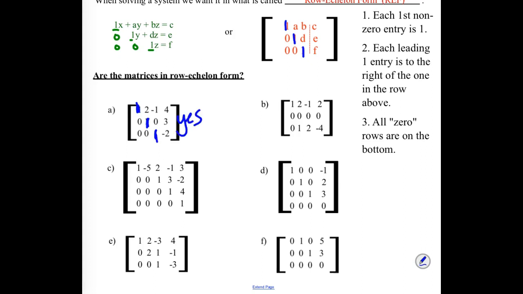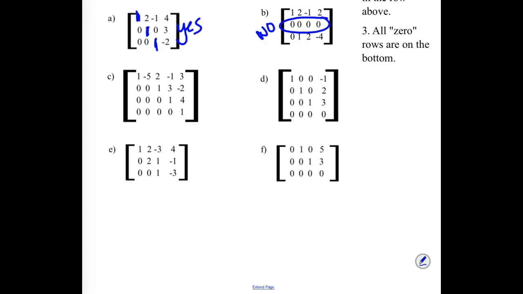Okay. Looking at B, does that fit the criteria? No. Why not? Yeah, this row needs to be at the bottom. Okay, and we can move those. We'll talk about the operations we're allowed to do in a minute. How about C?